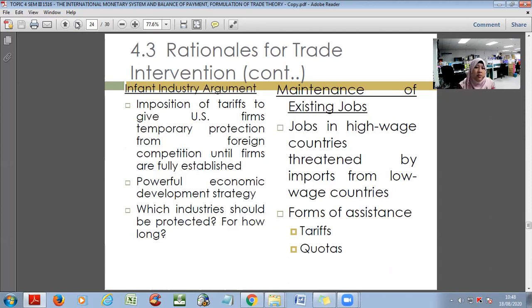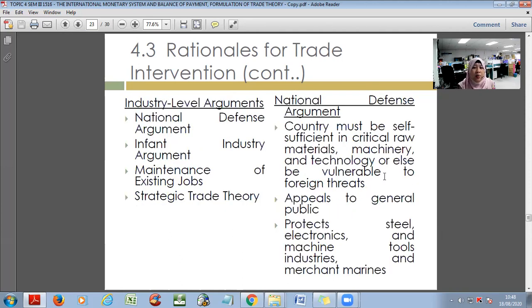Powerful economic development strategy, and which industry should be protected for how long. Just now I was also using Proton, right, as the national defense argument. Another example, in Malaysia we also have an oil and gas company under Petronas. That one is also considered as one of the national defense arguments.